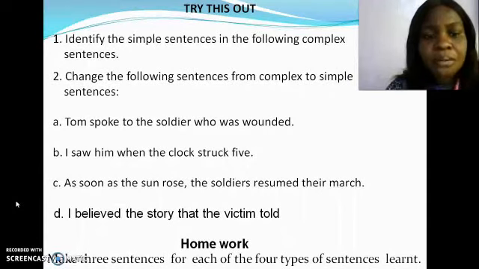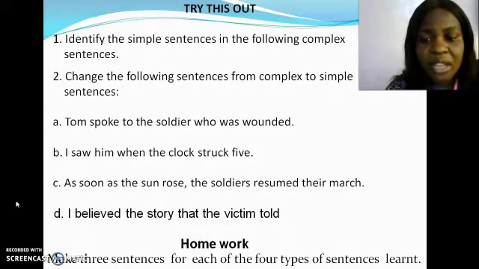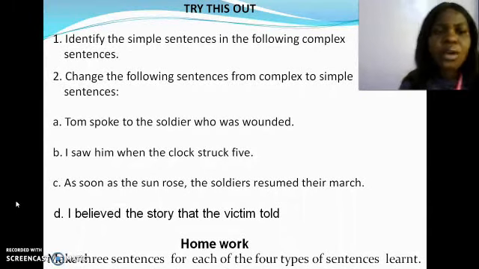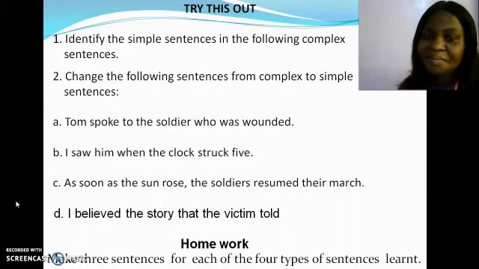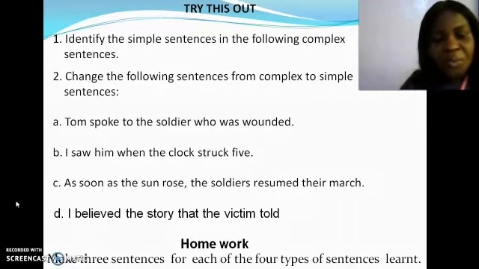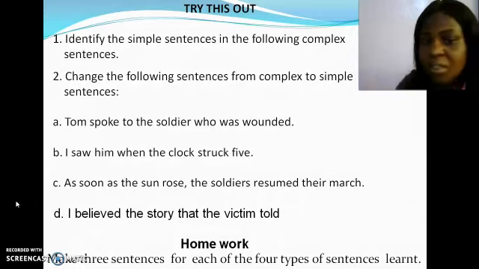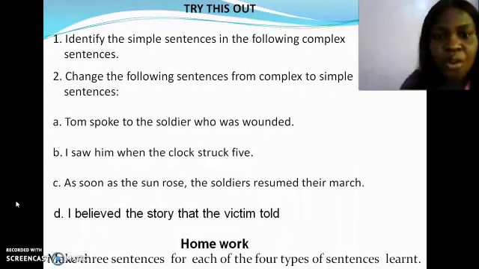The complex sentences are: Tom spoke to the soldier who was wounded. I saw him when the clock struck 5. As soon as the sun rose, the soldiers resumed their march. I believed the story that the victim told. Alright. Go ahead. Okay, we'll ask to identify simple sentences. I'll just work that out with you, and you will use the number 2 for your homework.